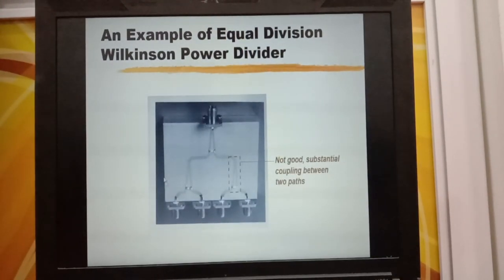This is one practical implementation of a 1-to-4 power division. It actually consists of a 1-to-2 power divider, and each of these outputs is divided again into two outputs to give us four outputs.